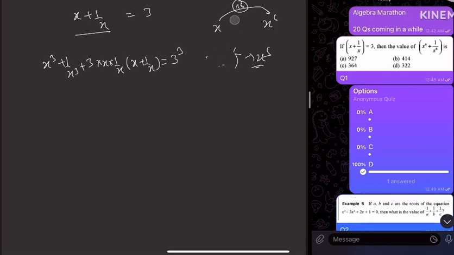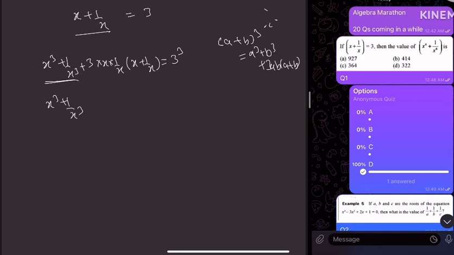What I've basically used over here is a plus b whole cube is a cube plus b cube plus 3ab into a plus b. So this x cube plus 1 by x cube we have to find out. This gets cancelled and x plus 1 by x is 3, so we can write it as 3 into 3, 9, right? And RHS is 27. So x cube plus 1 by x cube equals 27 minus 9, 18.